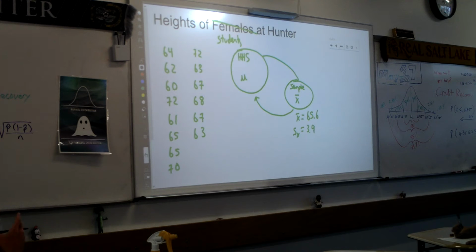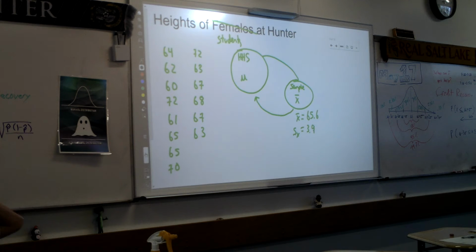Now, mean is pretty easy. That just means average. What does standard deviation tell us? It's the average distance from your mean. So the standard deviation tells us how spread out we are. On average, we're about 3.9 inches away from the mean of 65.6.